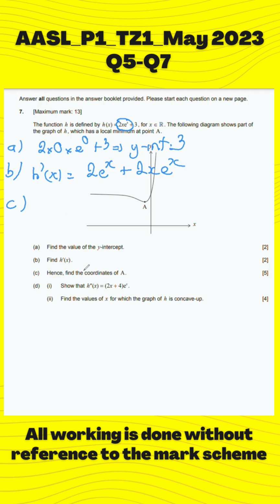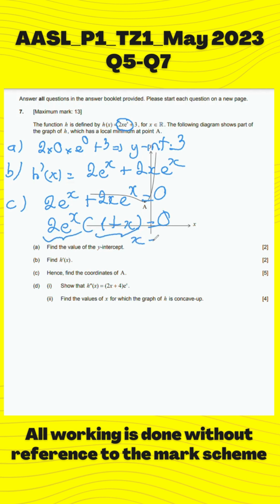C, find the coordinates of A. A is the local minimum, so the first derivative will be 0. So we have 2 multiplied with e power x plus 2x e power x equal to 0. Let's get 2 e power x as a common factor. So we have 1 plus x equals 0. We know that e power x cannot be 0, so 1 plus x must be 0. So x will be negative 1.